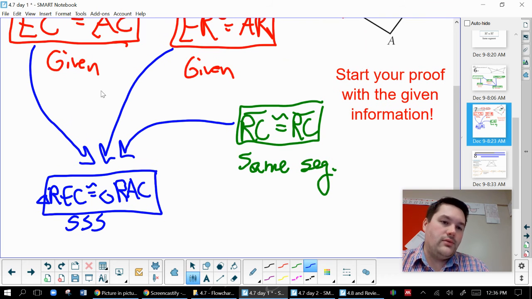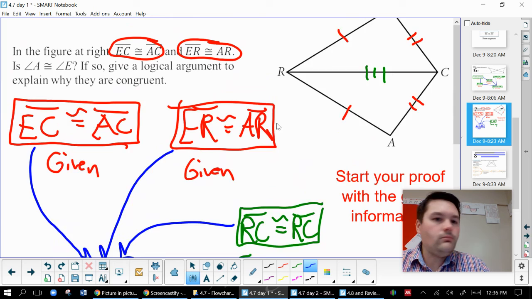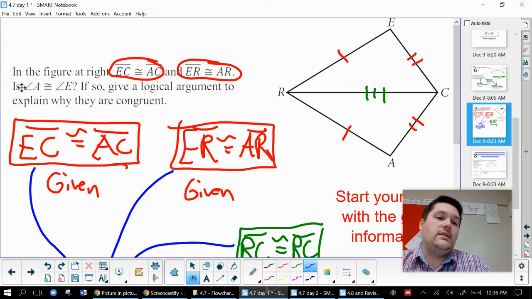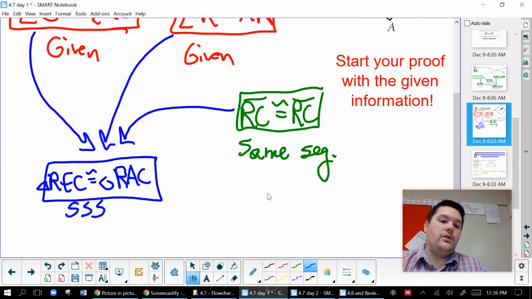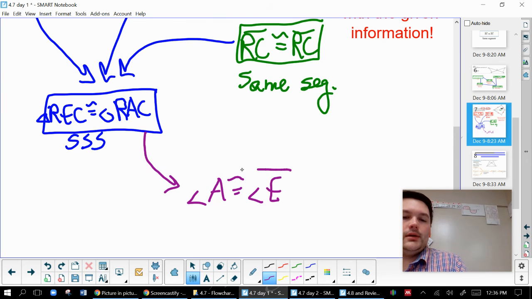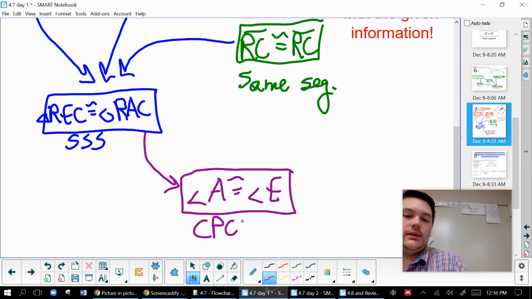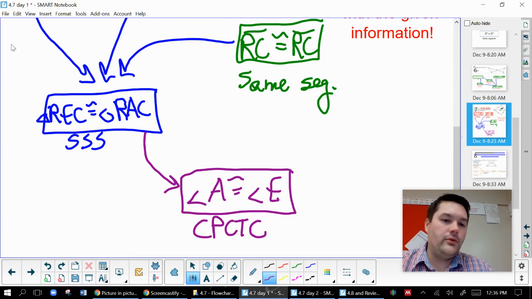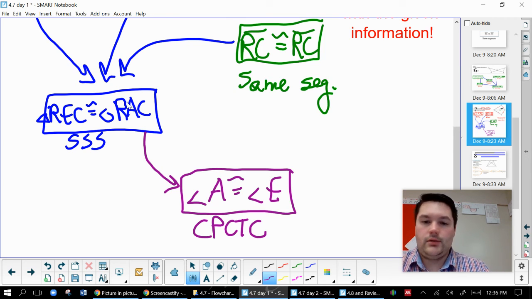And it's important that those three arrows come from a pair of sides, a pair of sides, and a pair of sides. Now, our last one here, the question asked us, is angle A congruent to angle E? And if these triangles are congruent, then yes, they are congruent. So we can go from there, we can say, yes, angle A is congruent to angle E. And because of our CPCTC. After we've proven that the triangles are congruent, then we can say that the corresponding parts are congruent.